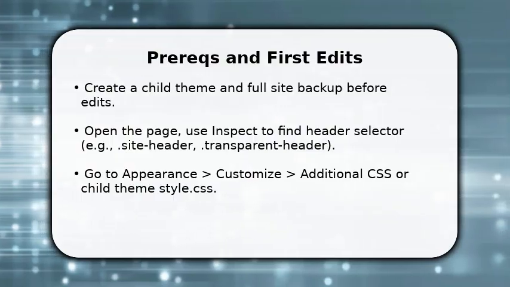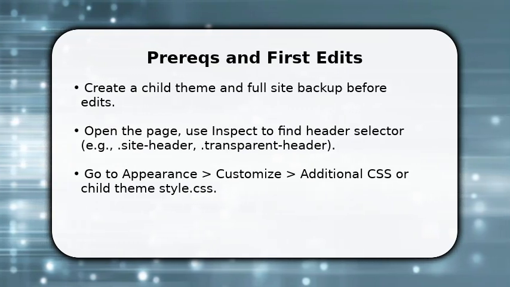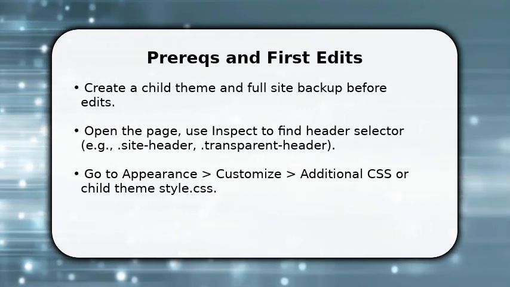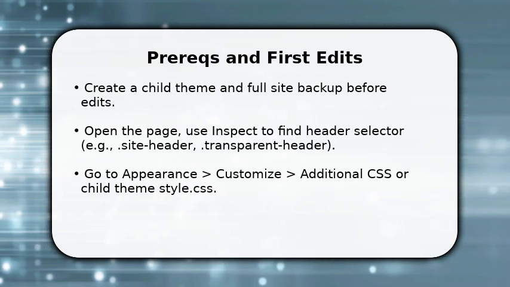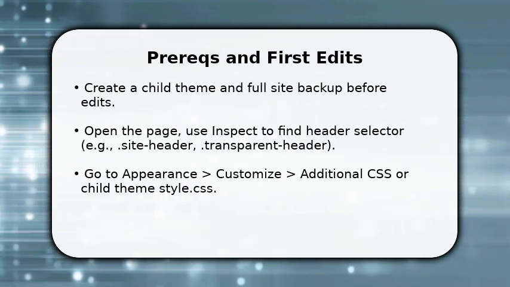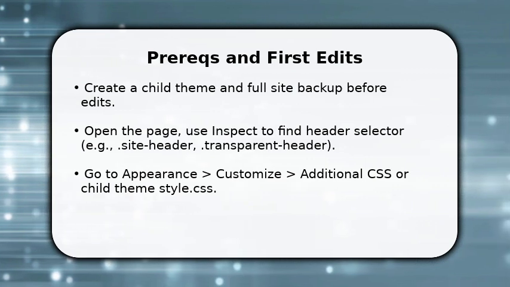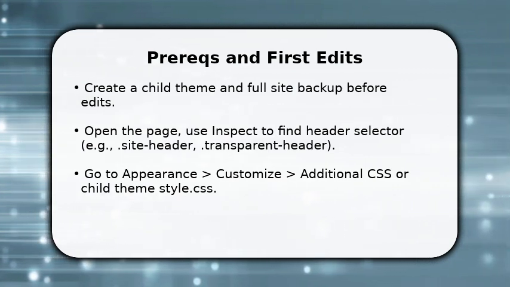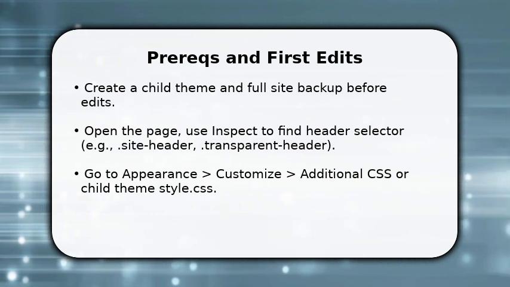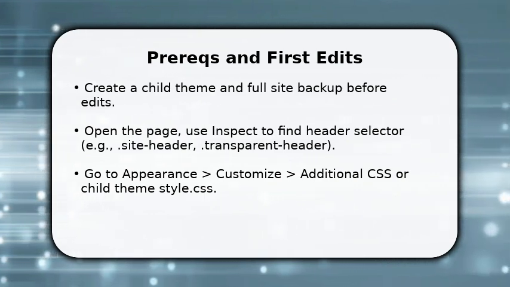You already made a backup and enabled a child theme. Good. First, identify the header selector using your browser's Inspect tool so you change the right element. Once done, open Appearance > Customize > Additional CSS or edit your child theme style.css. This keeps updates safe.